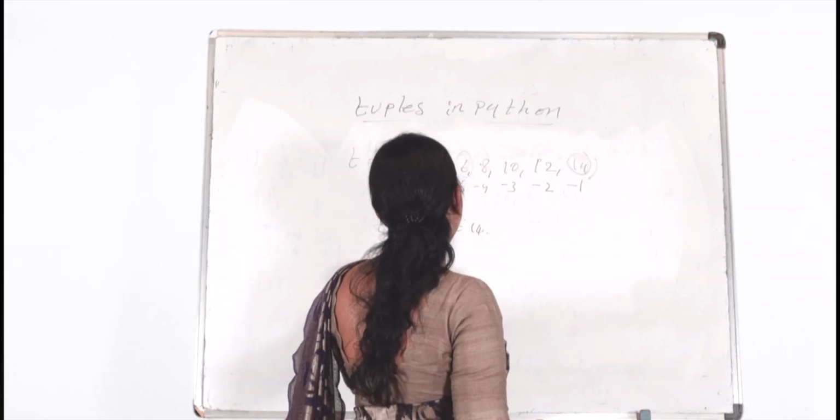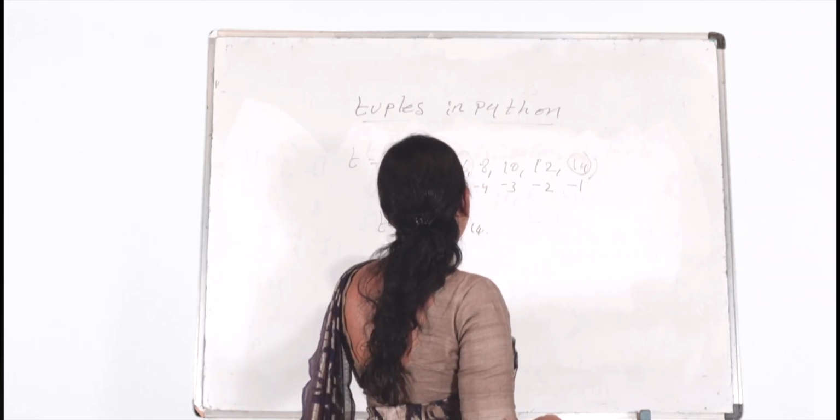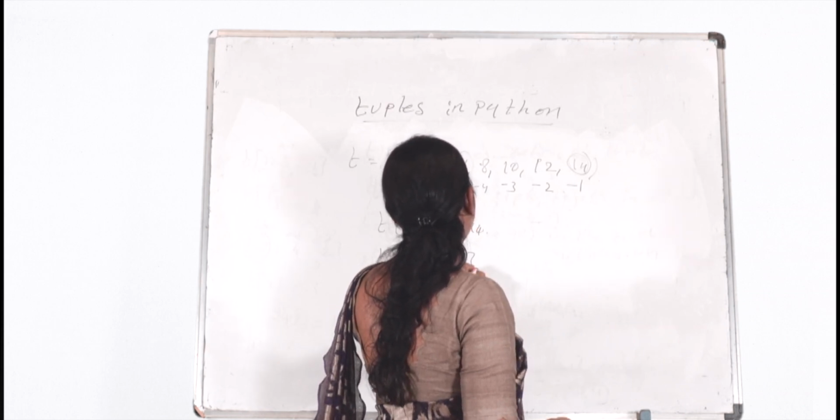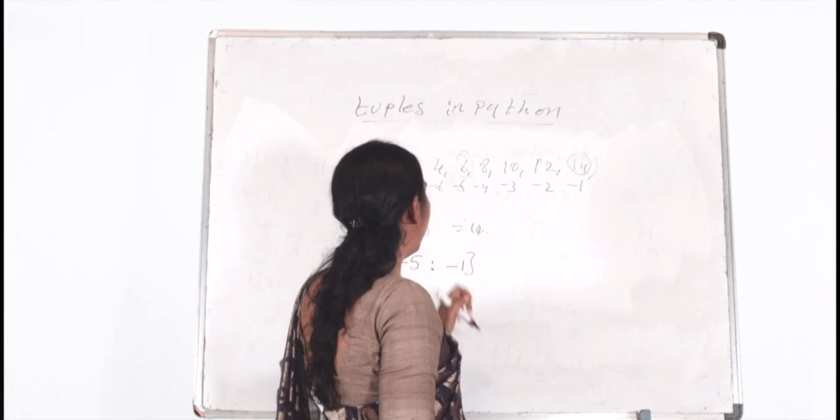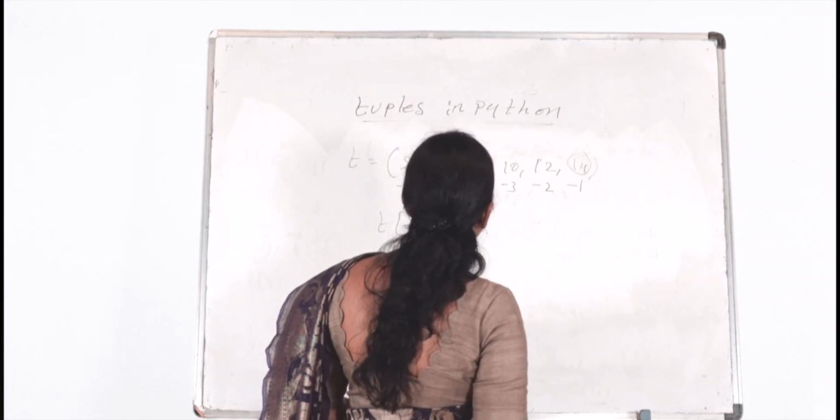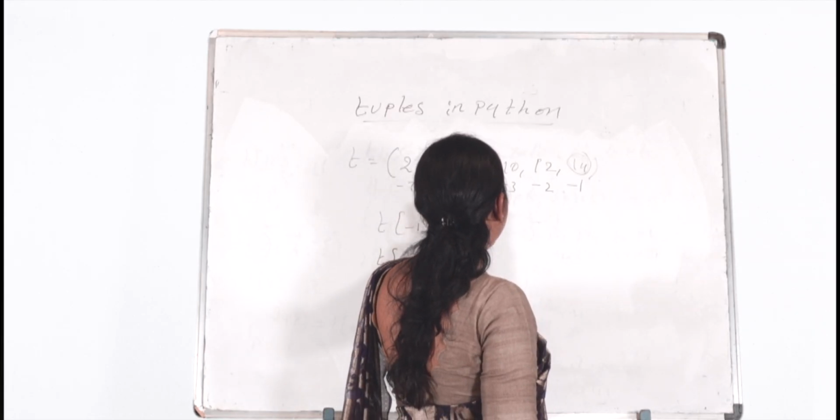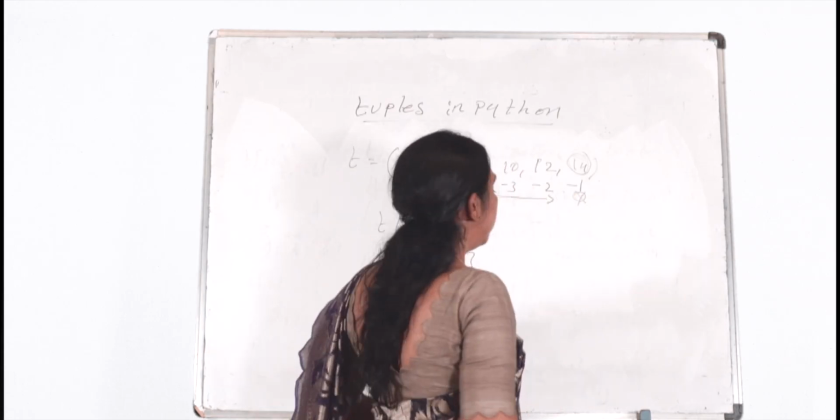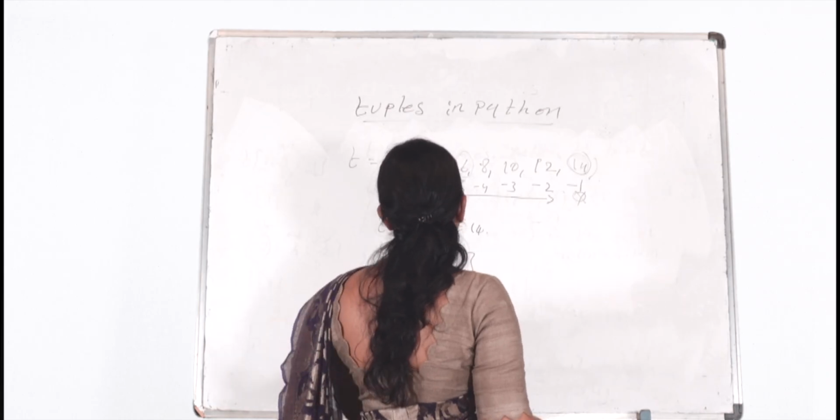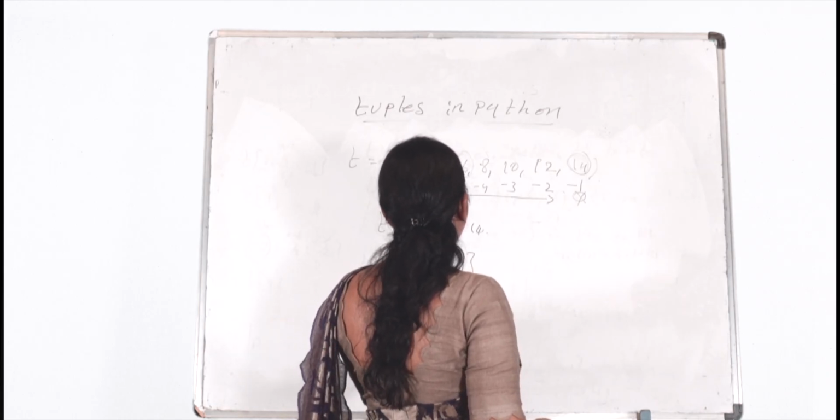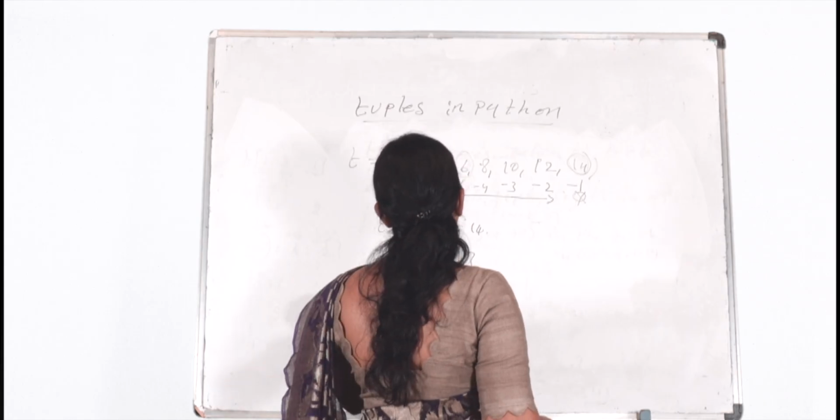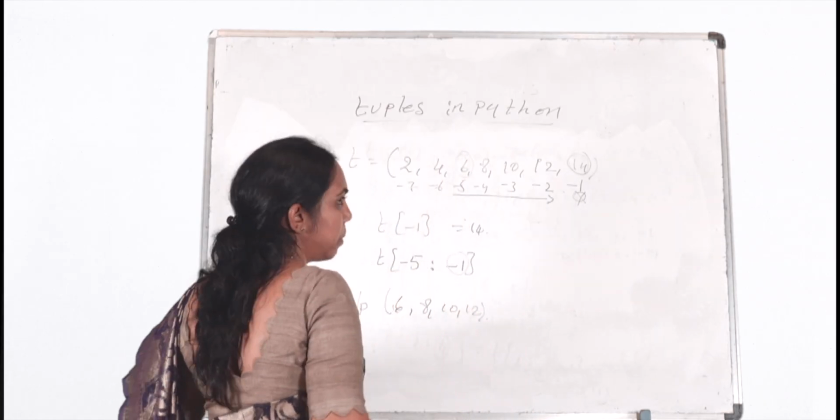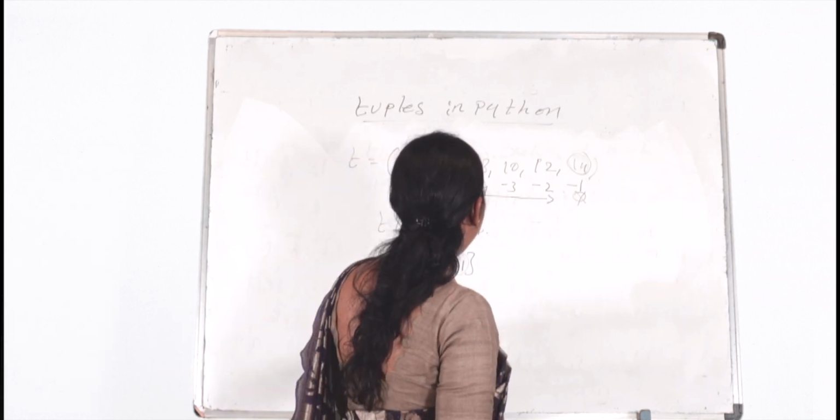In negative slicing we can also do ranging. If I write -5 colon -1, it will print -5, -4, -3 and -2. It won't print -1. So the elements we get as output are 6, 8, 10, 12. The last element, -1, won't be printed when we use -5 colon -1.